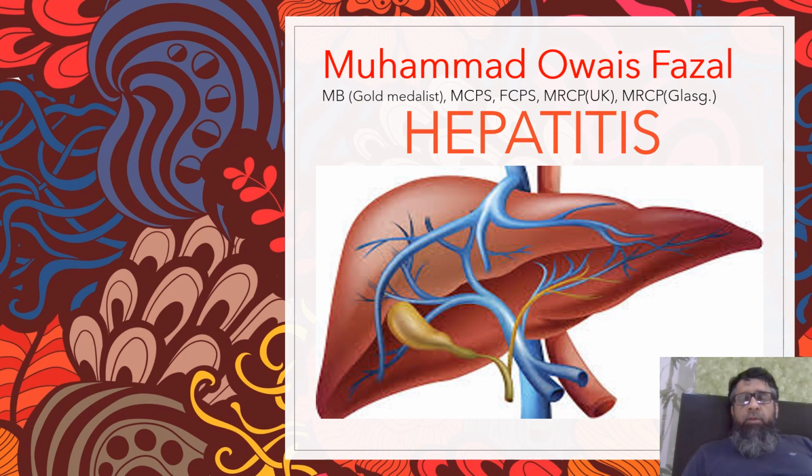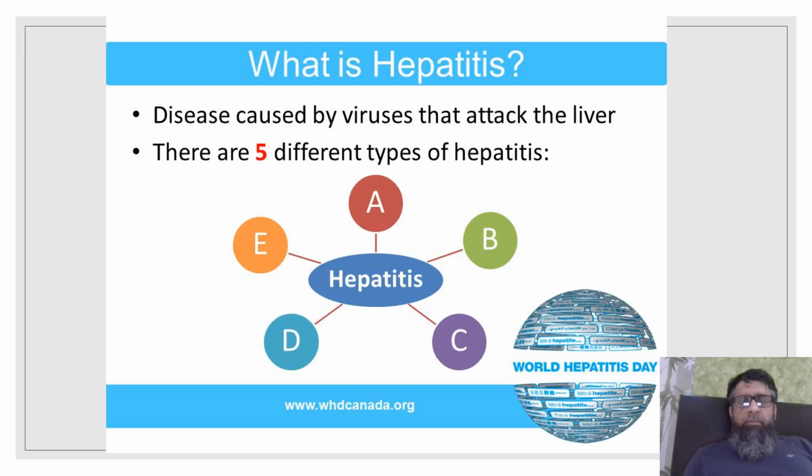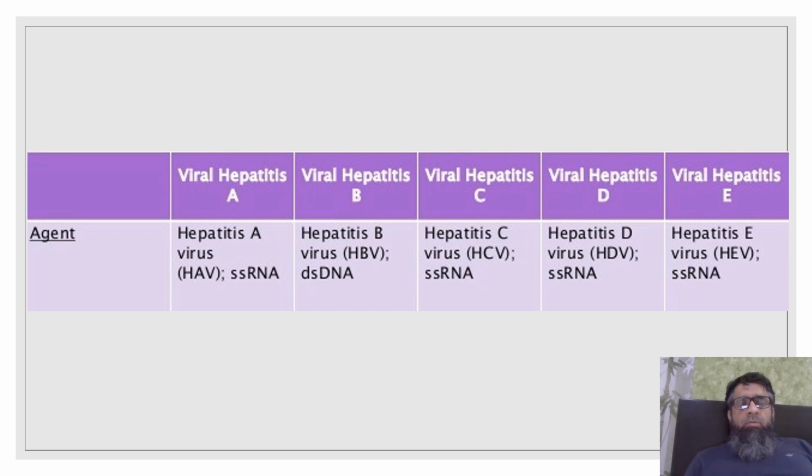So, today we are going to discuss hepatitis, that is A, B, C, D, and E. So, here we start. What does the word hepatitis mean? This is the disease caused by viruses that attack the liver, and we usually discuss five important types of the viruses, that is hepatitis A, B, C, D, and E. So this is just a brief review of the different types of hepatitis.